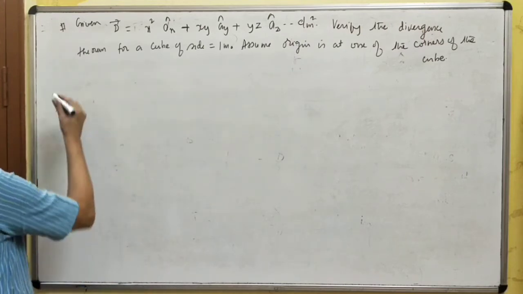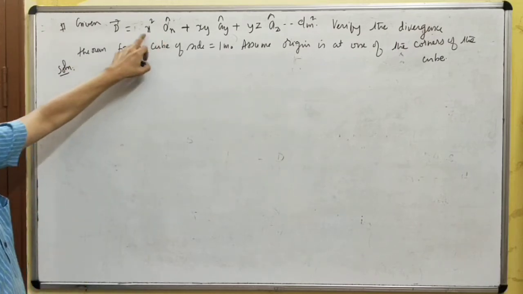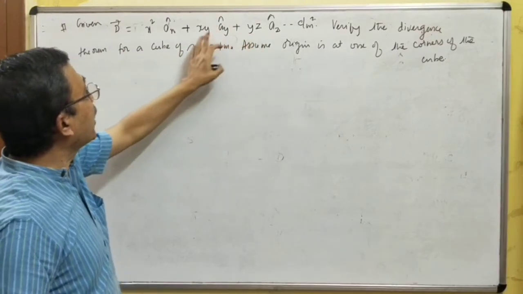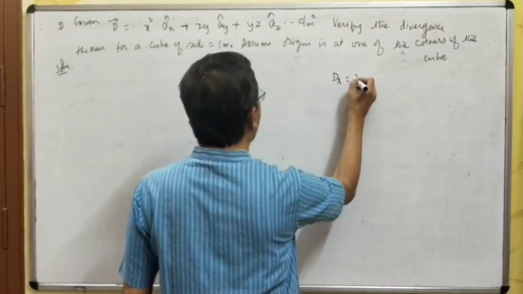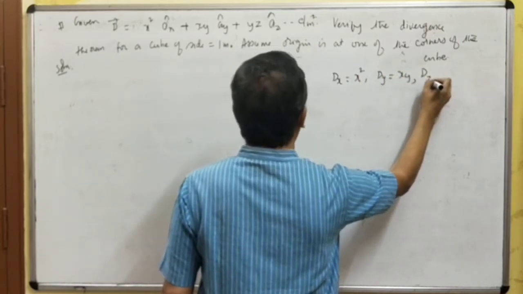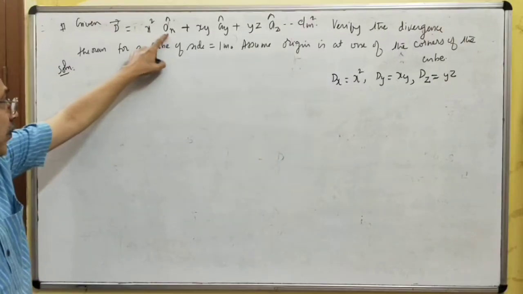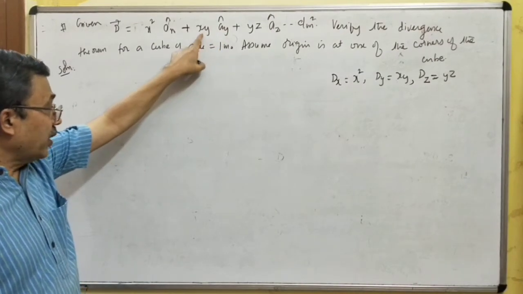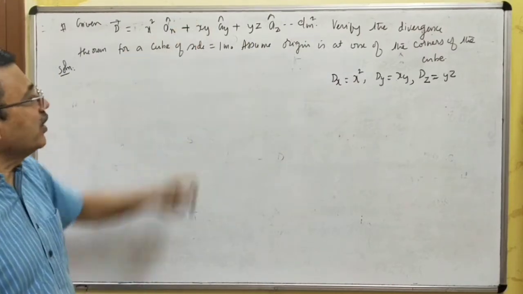Very important problem. Please note that the coefficient of a_x cap is Dx, coefficient of a_y cap is Dy, coefficient of a_z cap is Dz. So Dx is x square, Dy is xy, and Dz is yz. Again, these coefficients are respectively Dx, Dy and Dz.